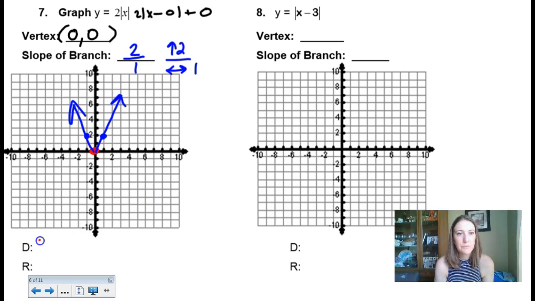So the domain is negative infinity to infinity, and the range is 0 to infinity.